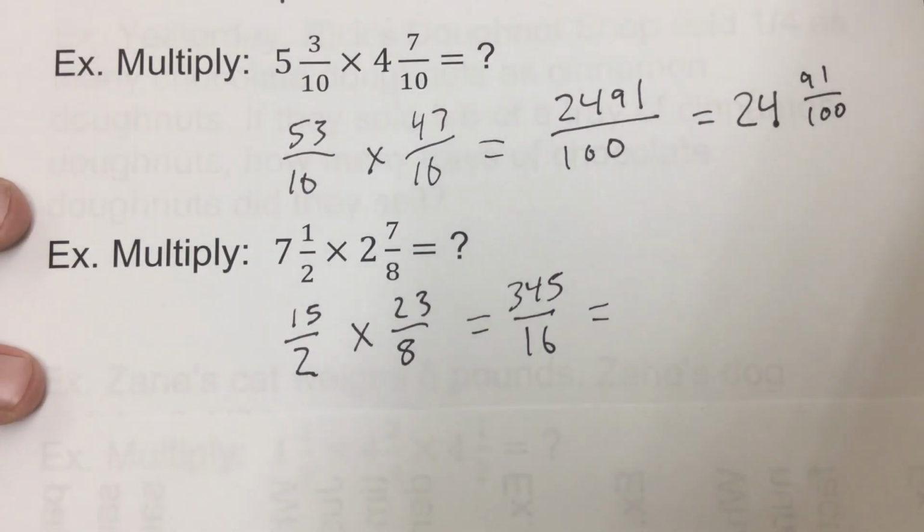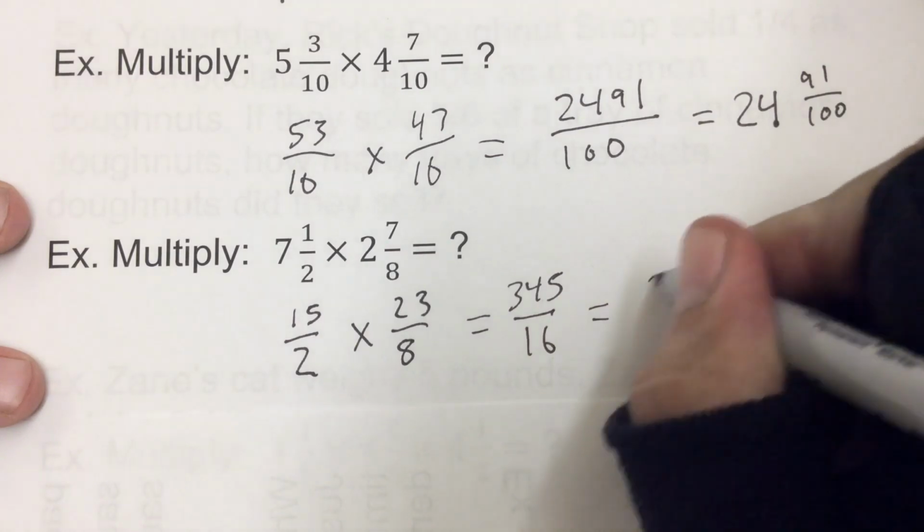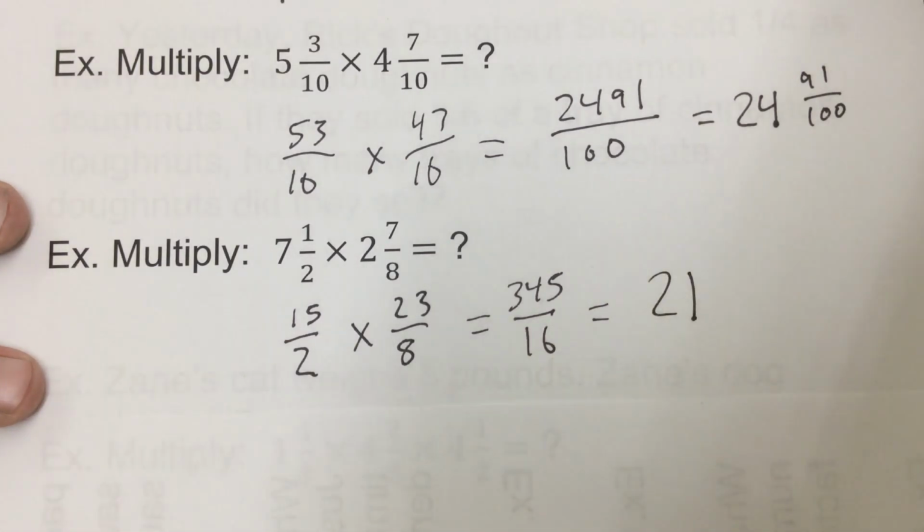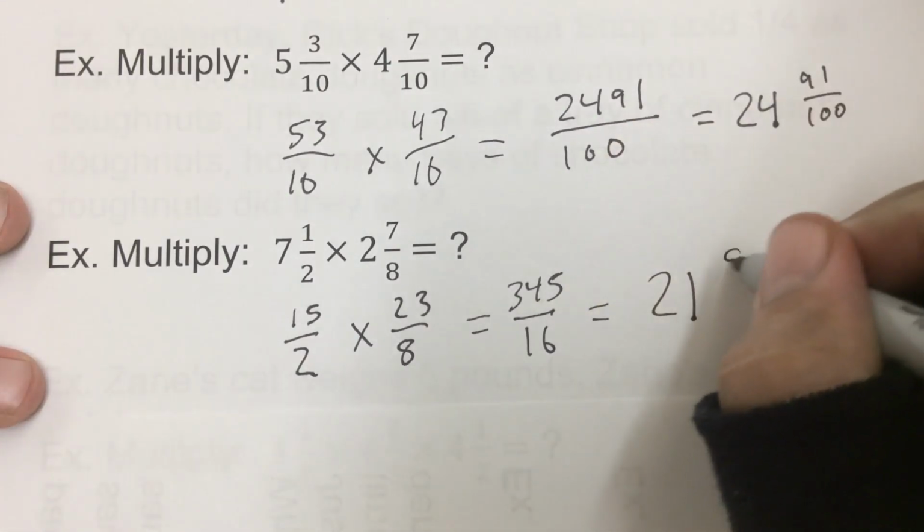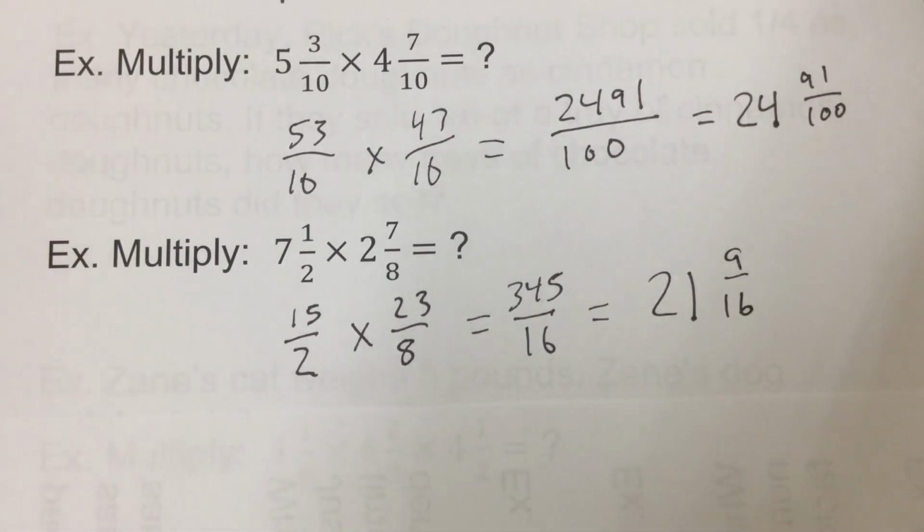Now, I don't know off the top of my head how many 16s that is. So again, I'm going to use my calculator. 345 divided by 16 would be 21 of them. So 16 times 21 is 336. So 345 minus 336 leaves us with 9 over 16 for our mixed number. Okay.